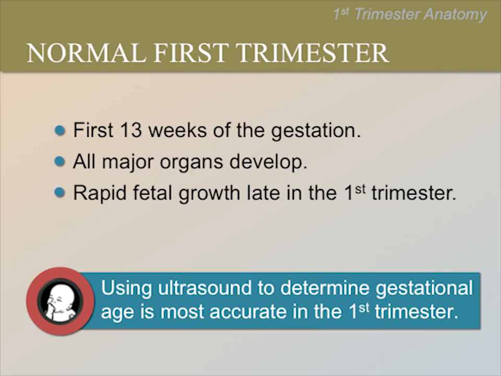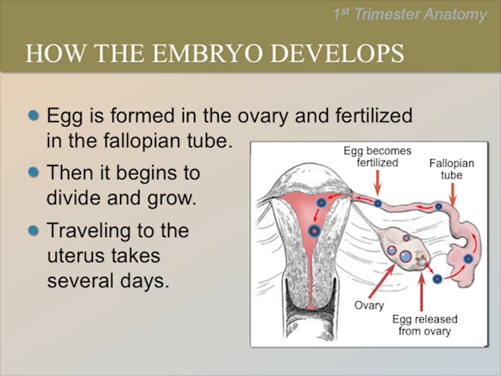During the first 13 weeks, all of the major organs will develop, and the fetus grows very fast. The first trimester is also important for us because it is the most accurate time in pregnancy to determine the gestational age. The egg is formed in the ovary. It then travels along the fallopian tube, where it is fertilized on its way to the uterus by sperm. It takes several days for the egg to reach the uterus.